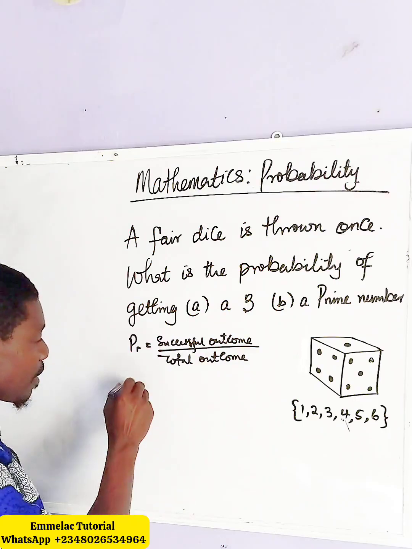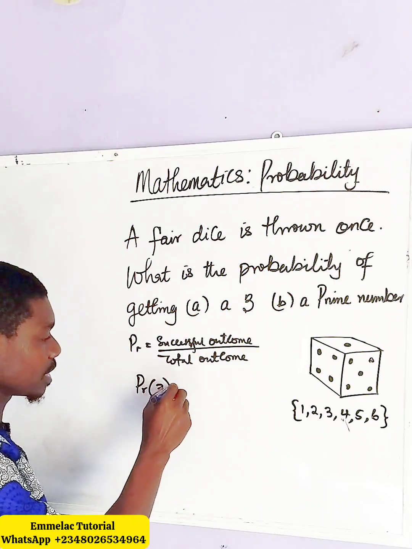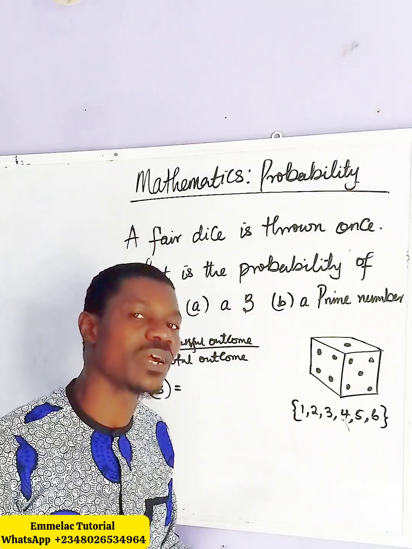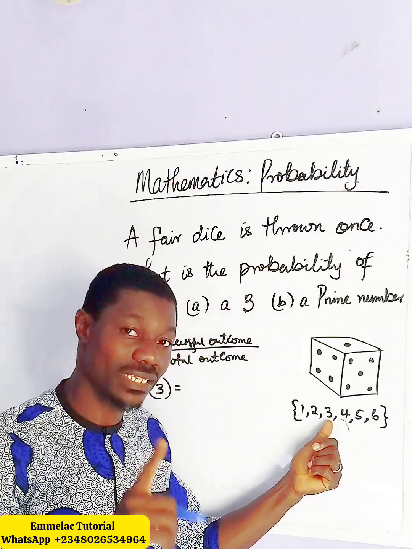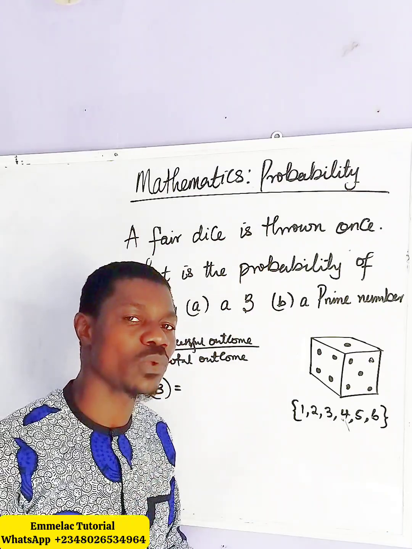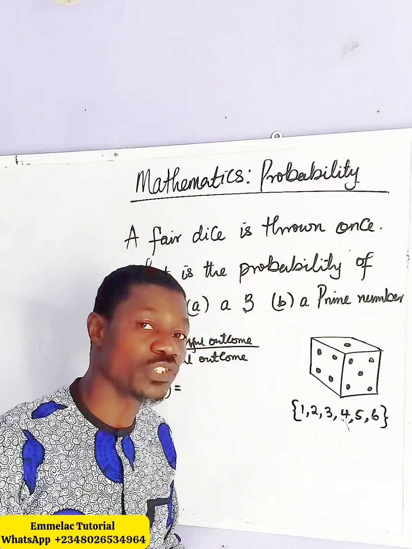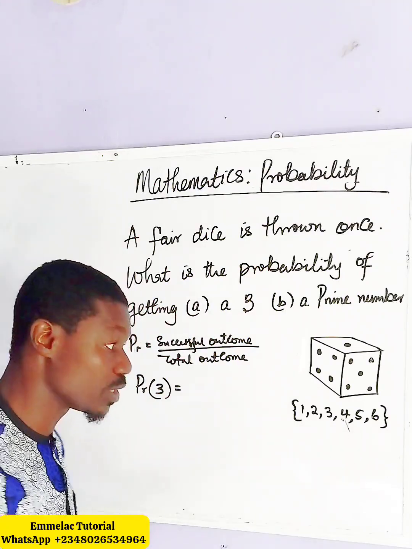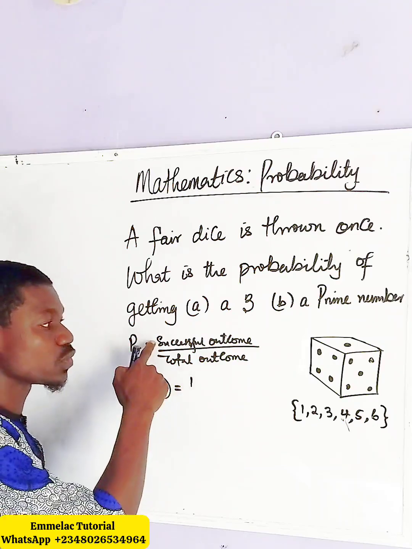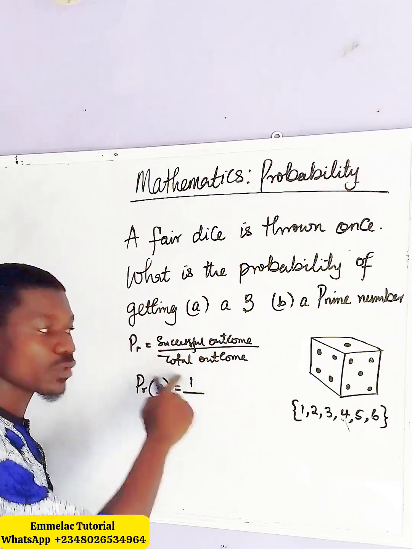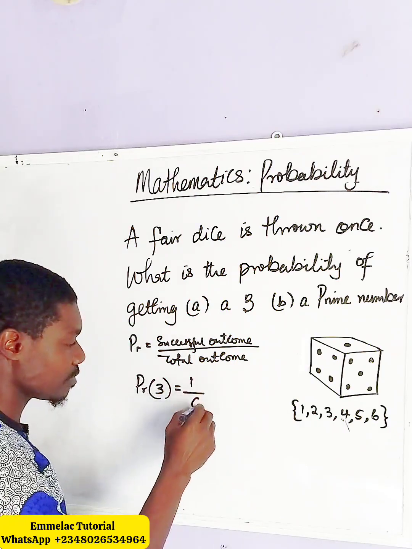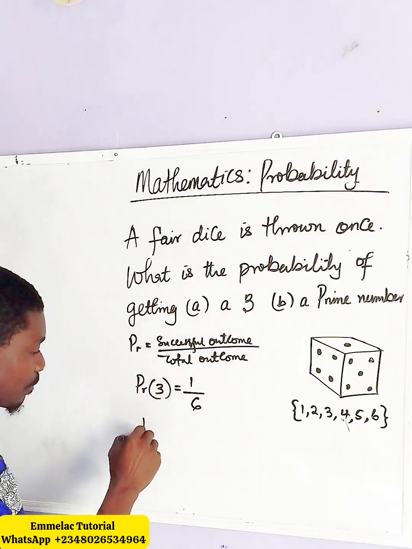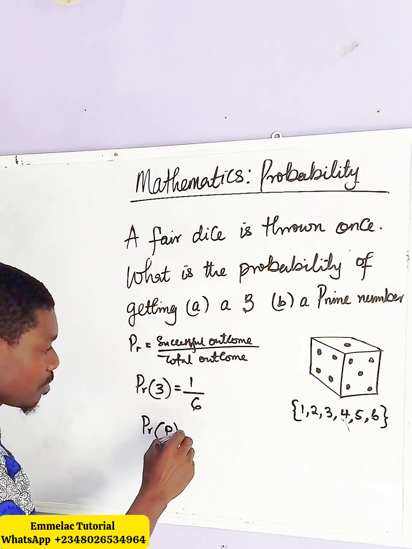So, the probability of getting a 3. If we throw a die once, what is the chance that we get a 3? We can only get 3 once when we throw a die. So the probability of getting a 3 from a die thrown once is 1, the successful outcome, all over the total outcome of a die, which is 6. So the probability of getting a 3 is 1 all over 6.